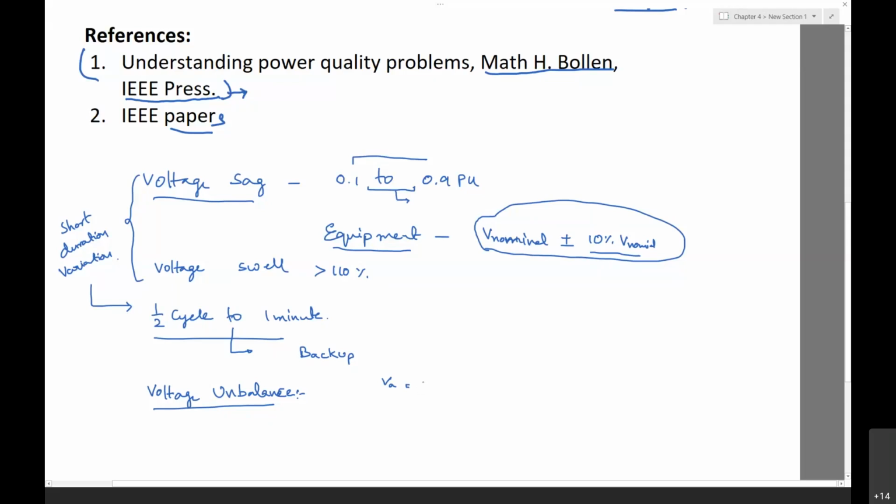For example, VA is 1 at an angle of 0, VB is 1 at an angle of minus 110 degrees, and VC is 1 at an angle of 110 degrees. In this case, magnitude wise they are all 1 per unit, but phase wise the phase difference is not equal to 120 degrees.